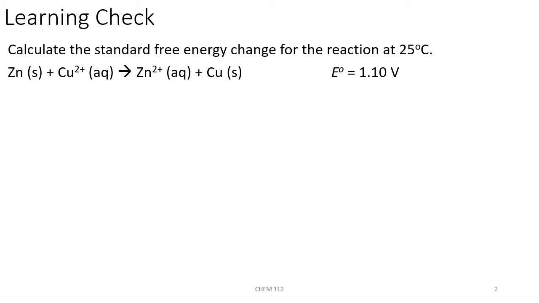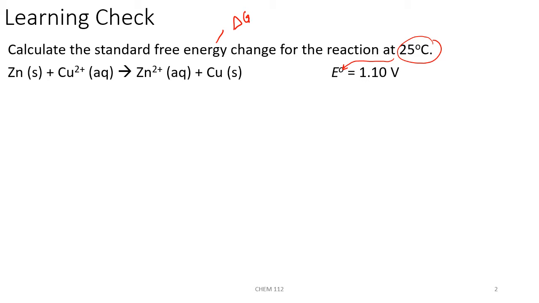Let's try an example where we calculate the delta G for a given reaction by using the cell potential. So calculate the standard free energy change. When we read that, we want to immediately think delta G for the following reaction at 25 degrees Celsius. And notice we're at 25 degrees C because we are given a standard cell potential, which is why that naught symbol is written after the E in the first place. So that means 298 Kelvin and 1 atmosphere pressure, 1 molar for our solutes, etc.